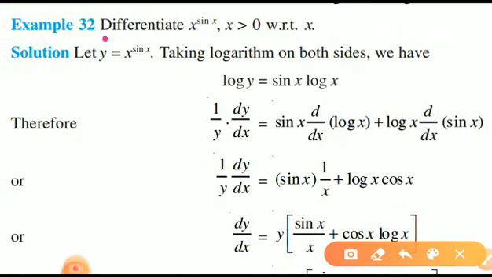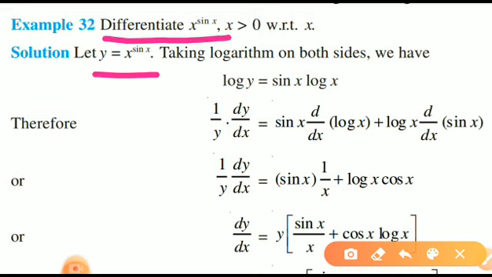See, you have to differentiate x raised to sin x with respect to x. So is it of the form where my base is also in terms of x as well as my exponent is also in terms of x? So what to do? Take first whatever the function, take that function as y. So I have y is equal to x raised to sin x.